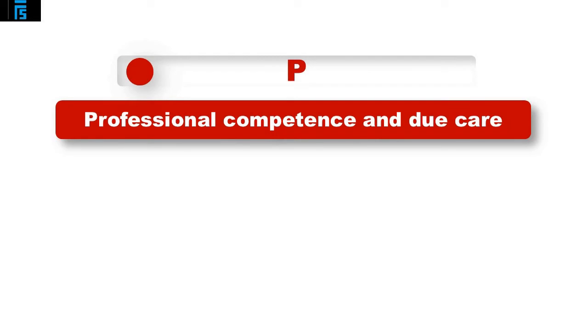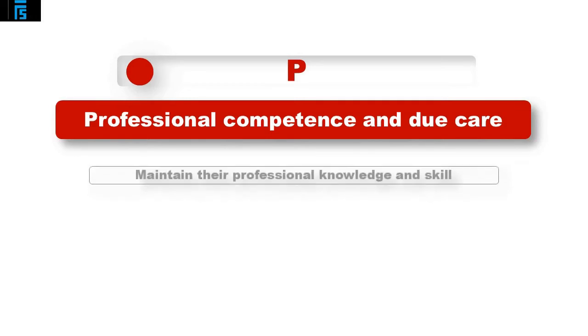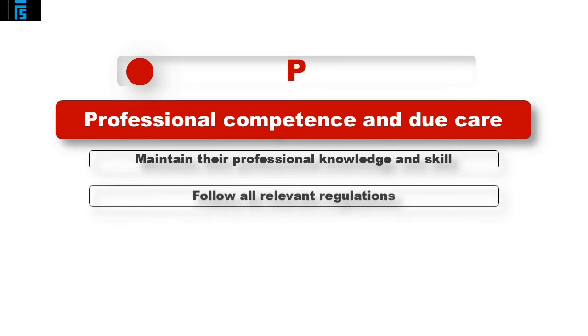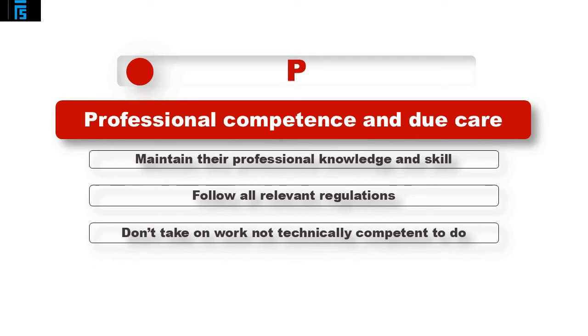The other P is for professional competence and due care. Auditors need to ensure that they maintain their professional knowledge and skill needed to do their work properly. They must also follow all relevant regulations, for example the auditing standards, in order to maintain the reputation of the profession. Auditors should not take on work they are not technically competent to do.